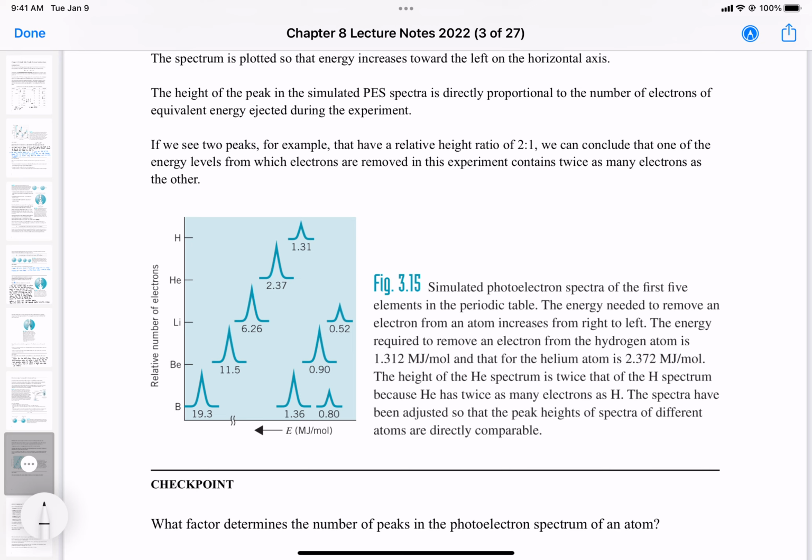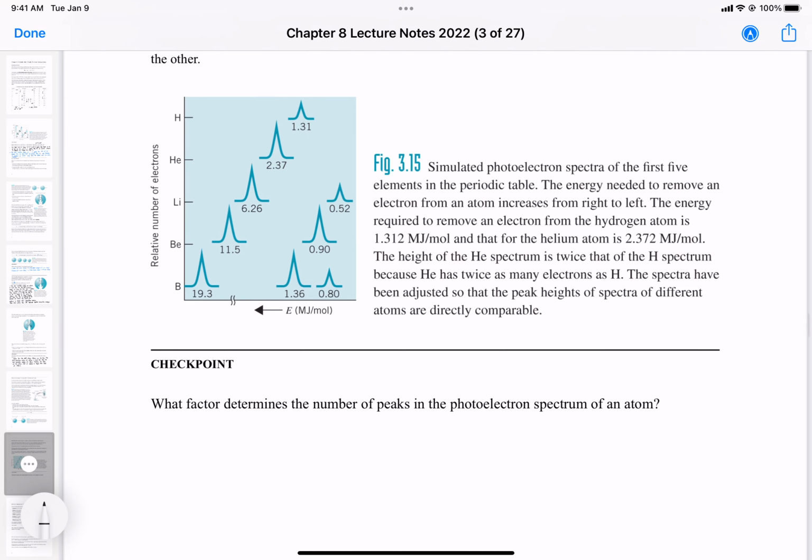And then when we get to boron, we have the 1s filled, the 2s filled, and then eventually we get into the p orbital, and that's why you see an additional peak of higher energy, and that shows you that the p orbital and s orbital are of different energies in the same shell. Okay? All right. So, what factor determines the number of peaks in the photoelectron spectrum? Let's go over that.